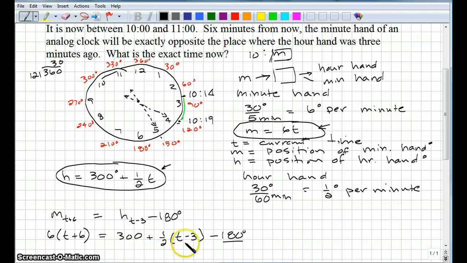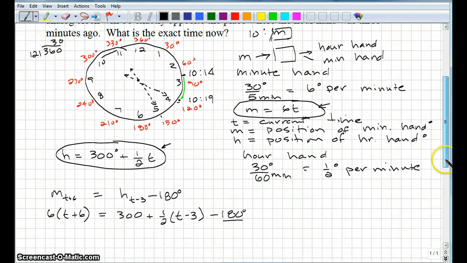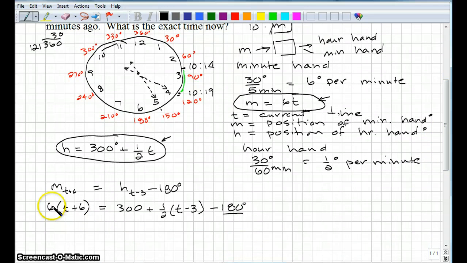All right. So now it's just a matter of some algebra to get this figured out. So let me give myself some more space here. Let's multiply through by the 6. So we get 6t plus 36. And so let's see, let's combine the 300 and the 180. Then we get 120, okay? And then when we multiply through here by the 1/2, we get 1/2 t minus 3/2, right?